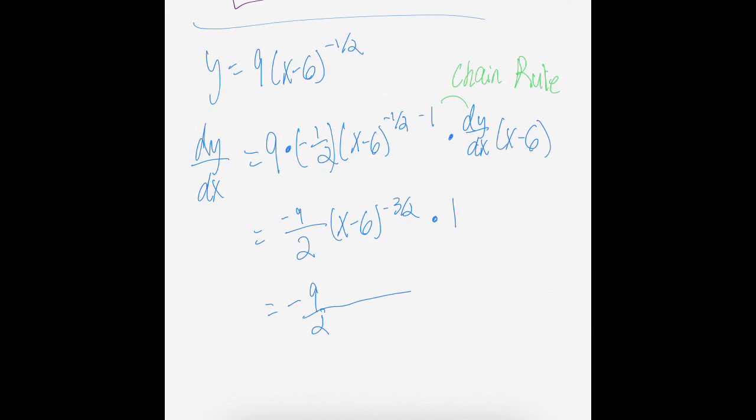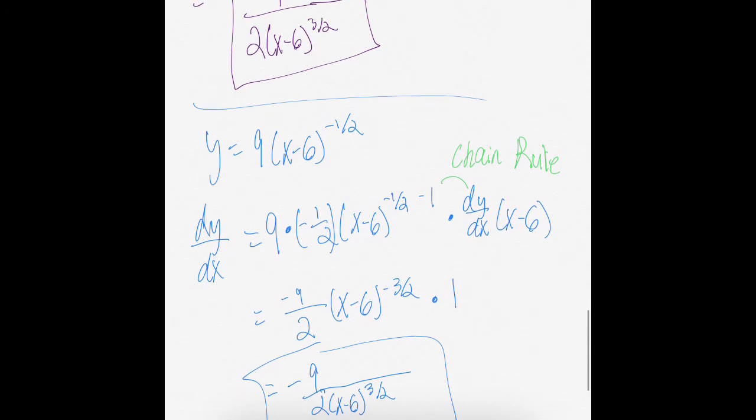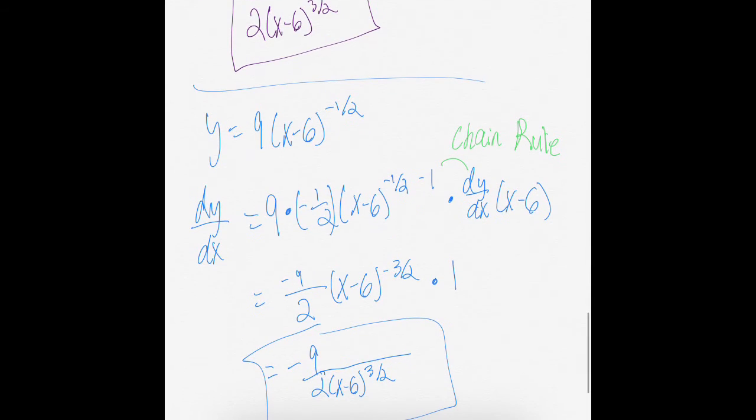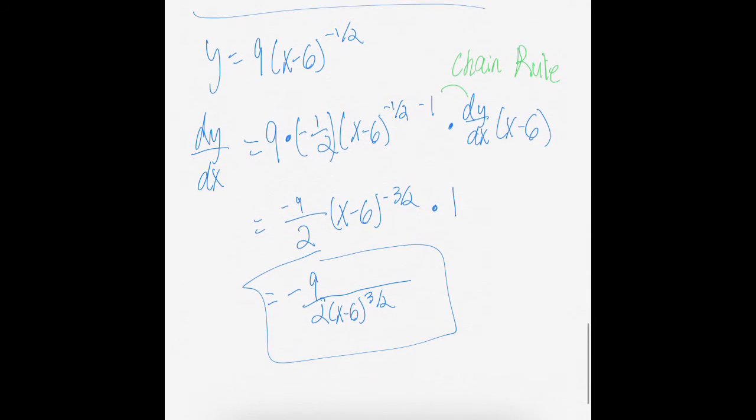And this now, negative 9/2. And then I can rewrite x minus 6 to the minus 3/2 as over x minus 6 to the 3/2. And that is exactly what we got. Okay, very good, very good.